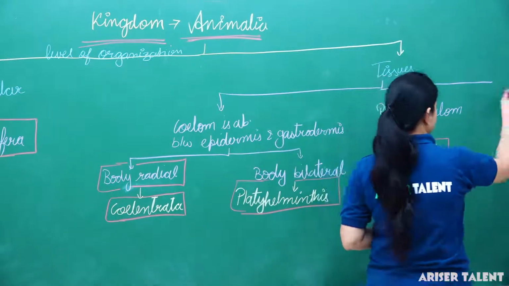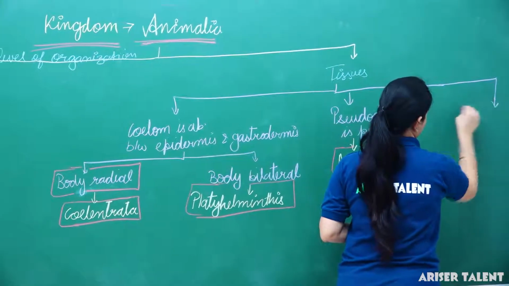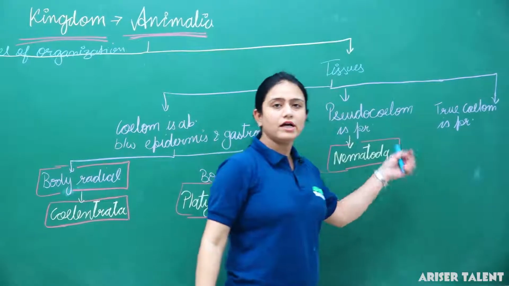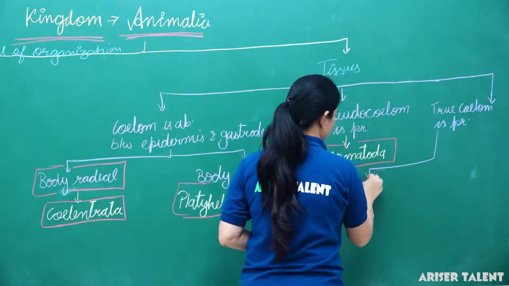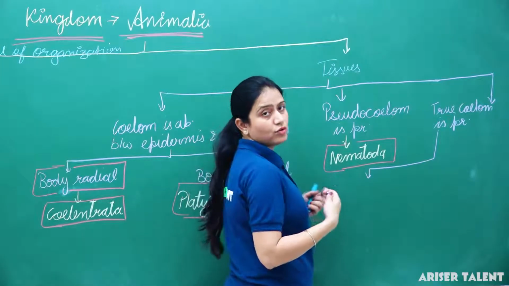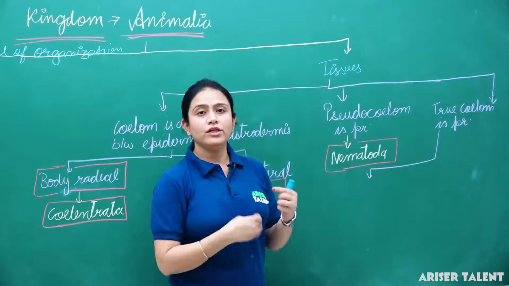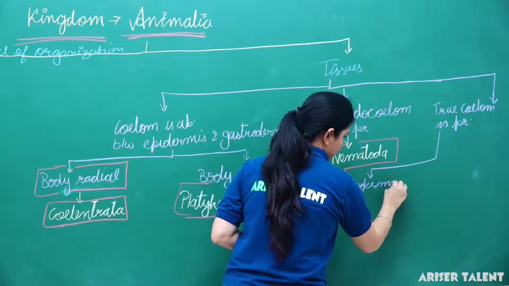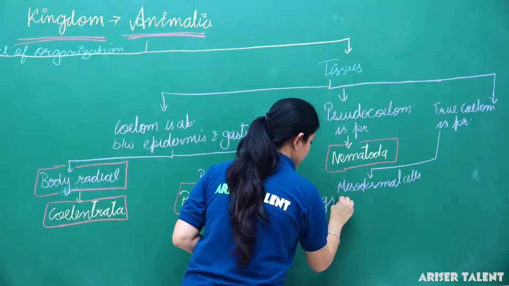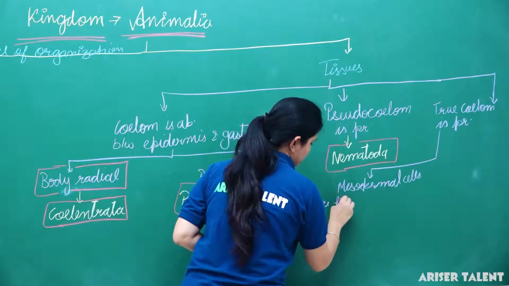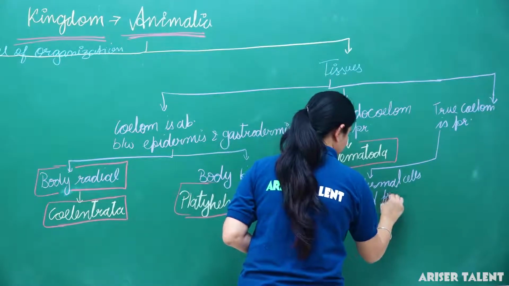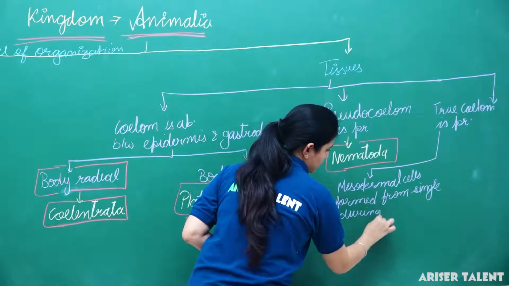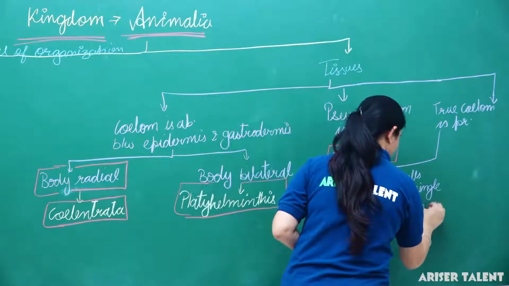And if the true coelom is present, they are again classified into different groups. Number one, mesodermal cells are formed from a single cell during the growth of the embryo.